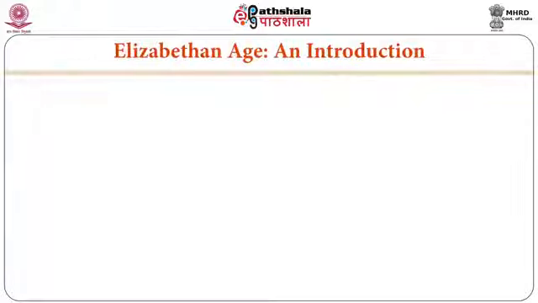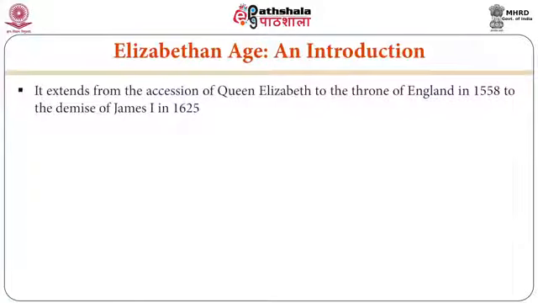Friends, to start with, the Elizabethan Age extends from the accession of Queen Elizabeth to the throne of England in the year 1558 AD and to the demise of James I in 1625. So it's about an age that is between 1558 to 1625.